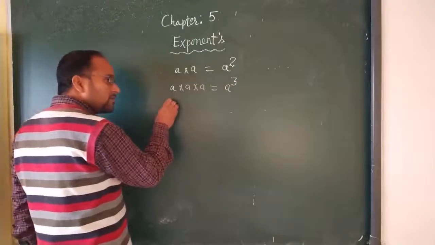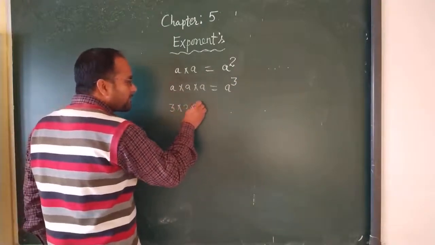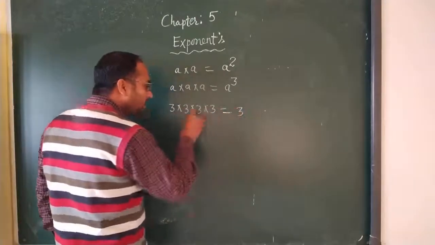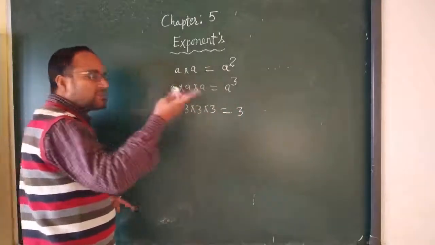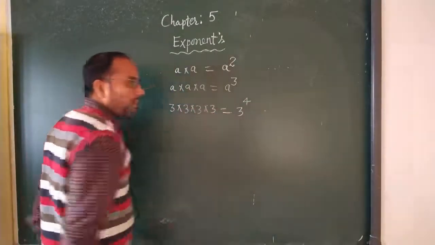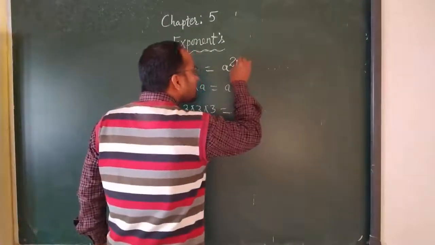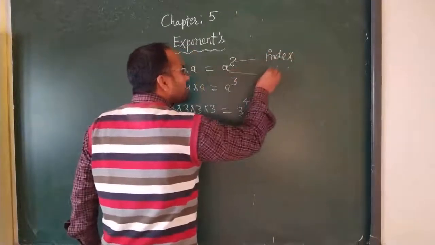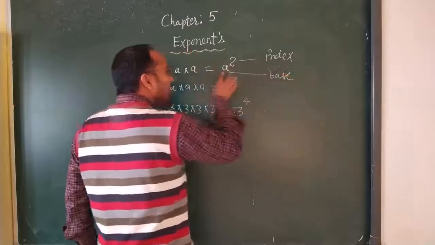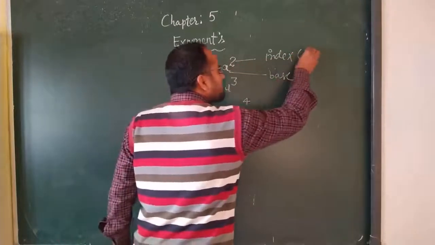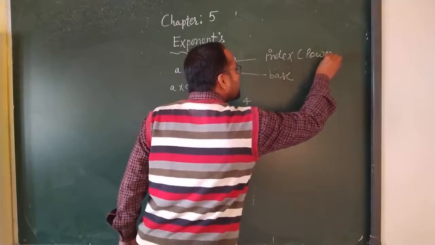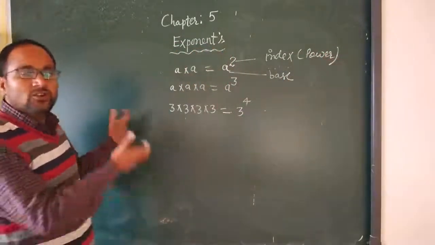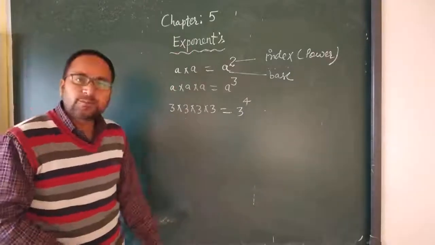Suppose the number 3 is multiplied 4 times. Then 3 is the base, and since it is multiplied 4 times, 4 is the power. This is known as the index, and this one is known as the base. In a^2, a is the base and 2 is the index, also said to be the power, and this representation of a multiplication is known as an exponential representation of a number, and it is called an exponent, students.